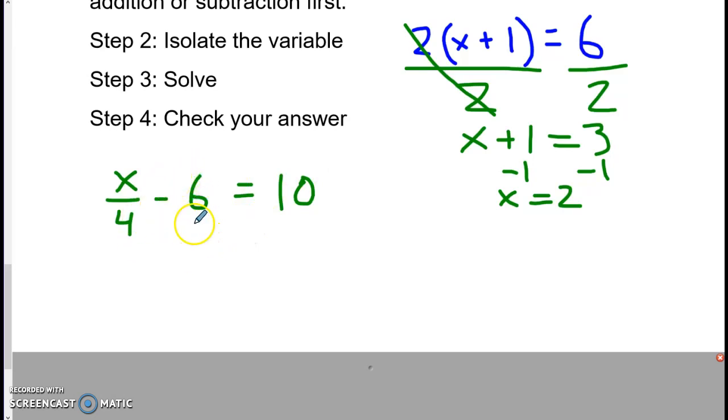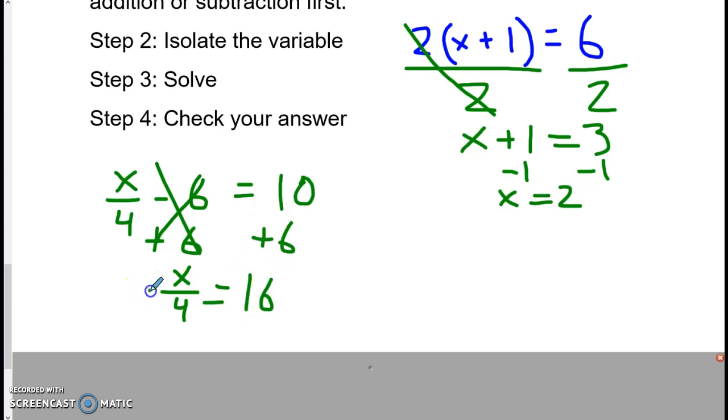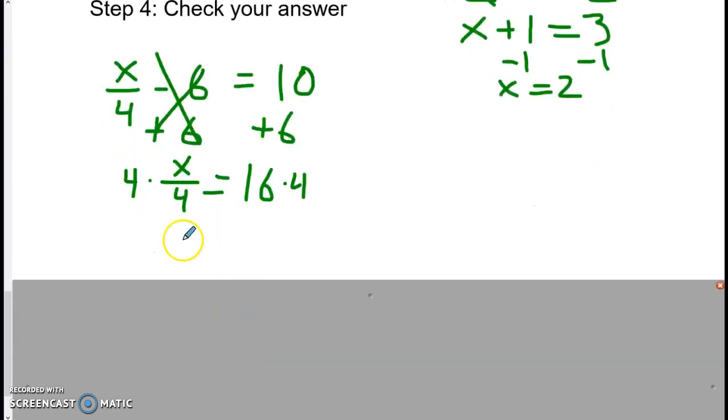So what you should do first is add 6. We're doing the opposite operation. This is a -6, so we add 6, cross those out, and then we have x over 4 equals 16. Multiply by 4. Multiply by 4. And cancel. X equals 4 times 10 is 40. 4 times 6 is 24. So we have 64. That's it.